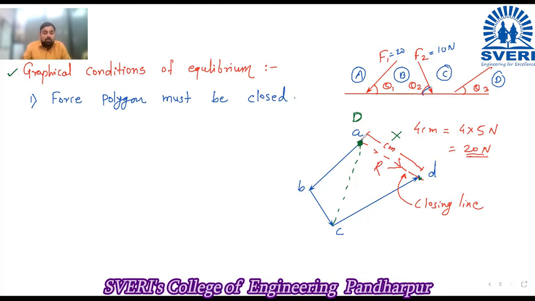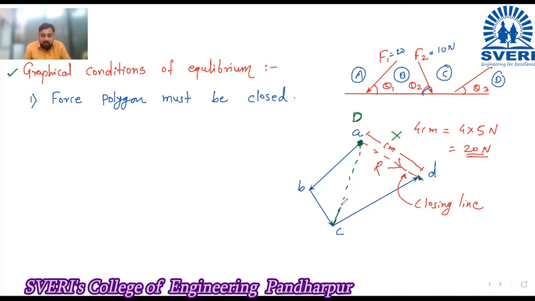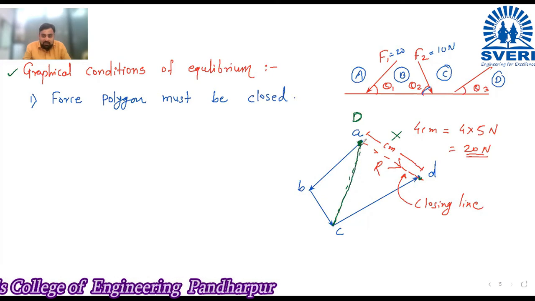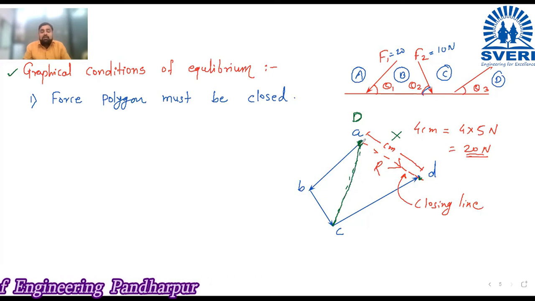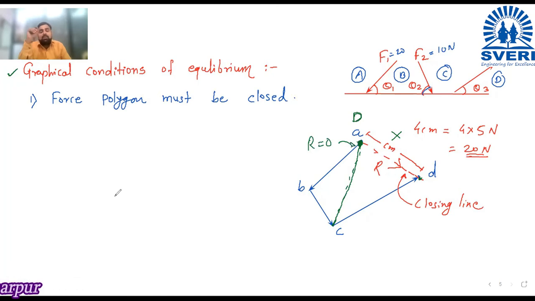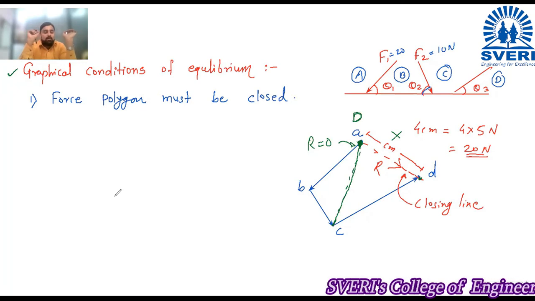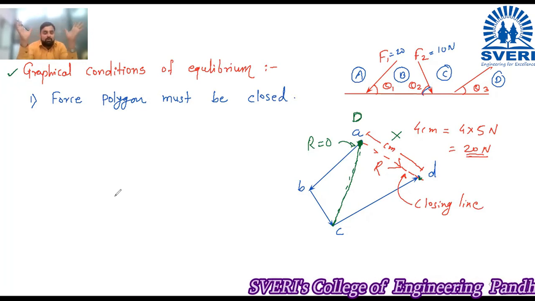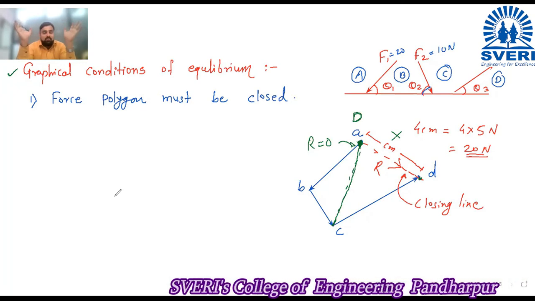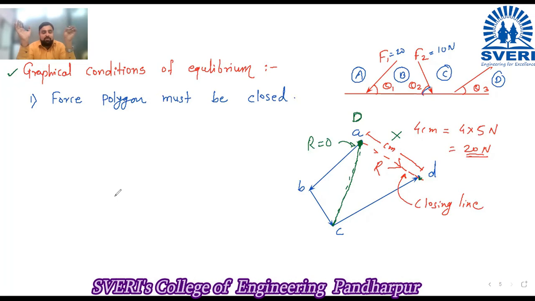So force polygon must be closed, meaning your CD should come like this. This is your CD. And this indicates that your resultant is 0, because your starting point and your end point is the same. So that is why your resultant is 0. So this is called as force polygon must be closed.